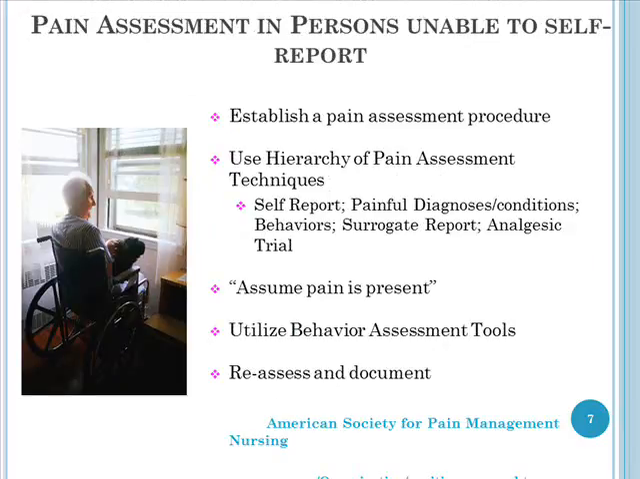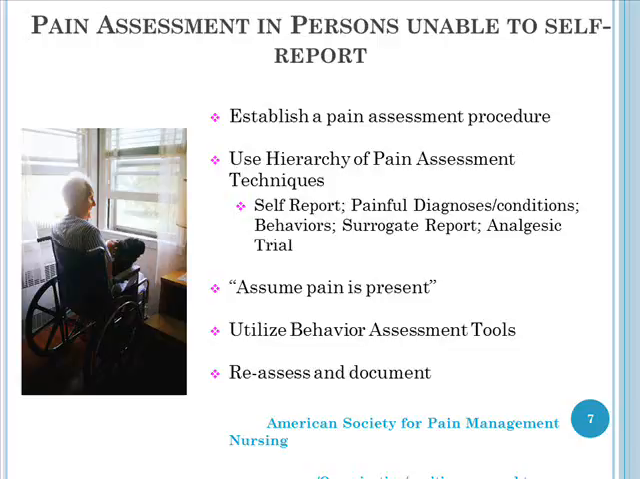The American Society for Pain Management Nursing recently published a position statement on pain assessment in persons that are unable to self-report, and this involved recommendations related to the importance of establishing a pain assessment procedure, and this needs to be done in the nursing home facility as well. Use of a hierarchy for pain assessment techniques. This hierarchy focuses on first trying to get self-report, second, looking for painful diagnoses and conditions, third, looking and observing for behaviors that might be pain-related, fourth, seeking surrogate or proxy input and report of pain, and fifth, using an analgesic trial as a way of trying to validate if behaviors that we see and think are pain-related are indeed pain, by their response to an analgesic treatment.